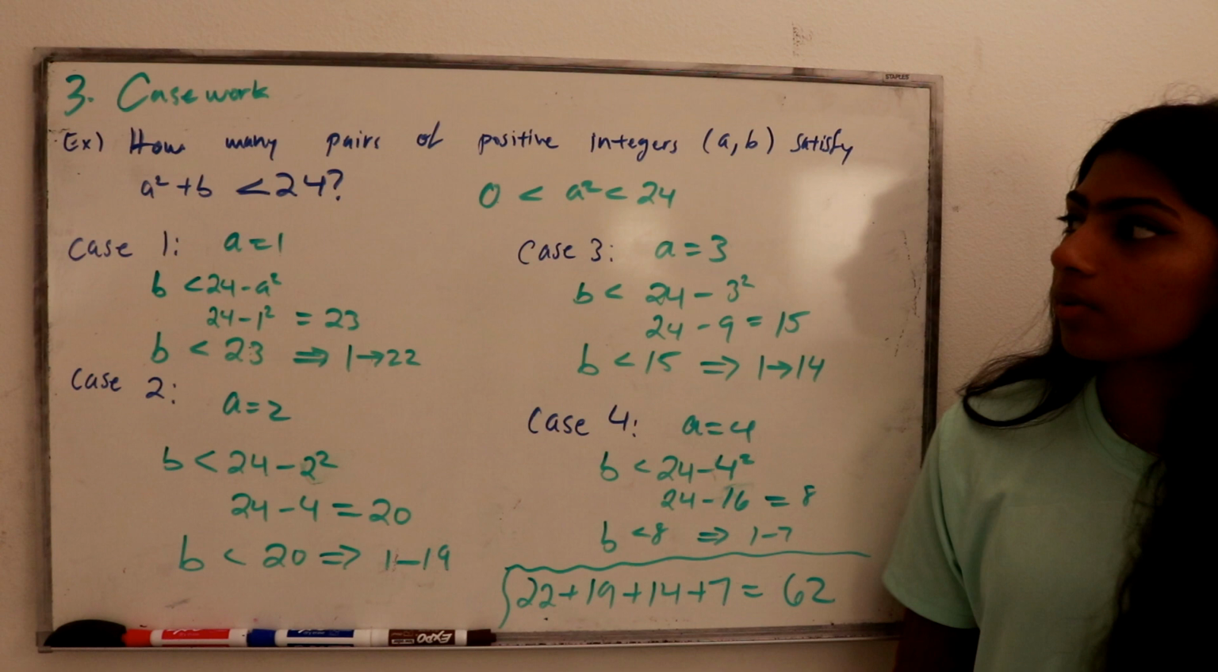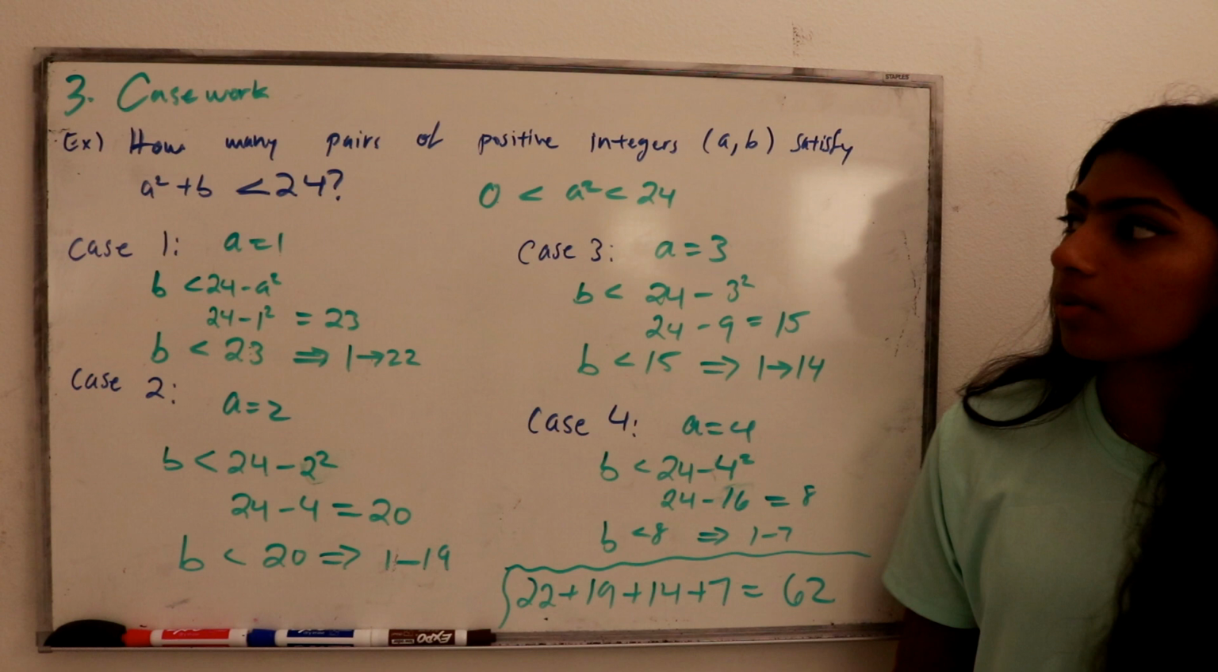Next, for case 2, we try a equals 2. So we do the same thing, we rearrange the equation, and we're going to plug in our case for a. So since we're saying that a equals 2, we put 2 squared. So 24 minus 2 squared is going to equal 20, and that means that b has to be less than 20. So that means that b has 19 options. It can be anything from 1 to 19, as long as it's less than 20.